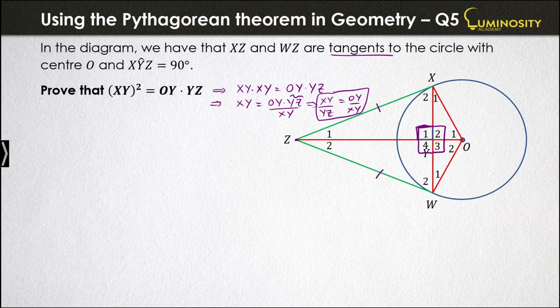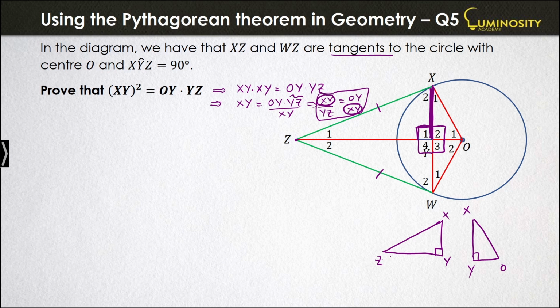Immediately, I'm looking for two triangles that use the side length XY in both triangles. XY is this side here, in purple. So I see two right-angled triangles: this triangle here, which is OYX, and this other triangle next to it, which is triangle XYZ. If I can show that those two triangles are similar in a specific order, then I can use the proportionality to derive the equation I want.